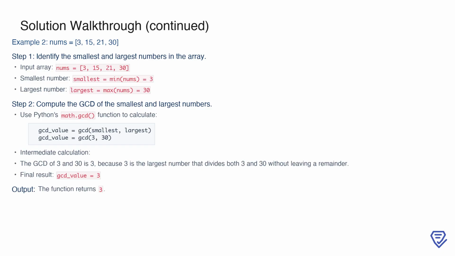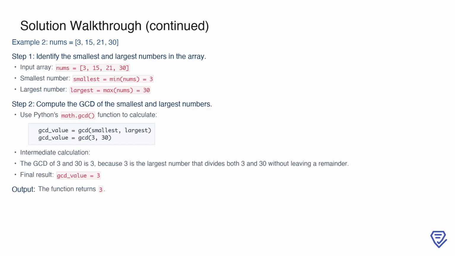Now, let's apply the same process to another example where the input array is 3, 15, 21, 30. Again, the first step is to identify the smallest and largest numbers in the array. The smallest number here is 3, and the largest number is 30.